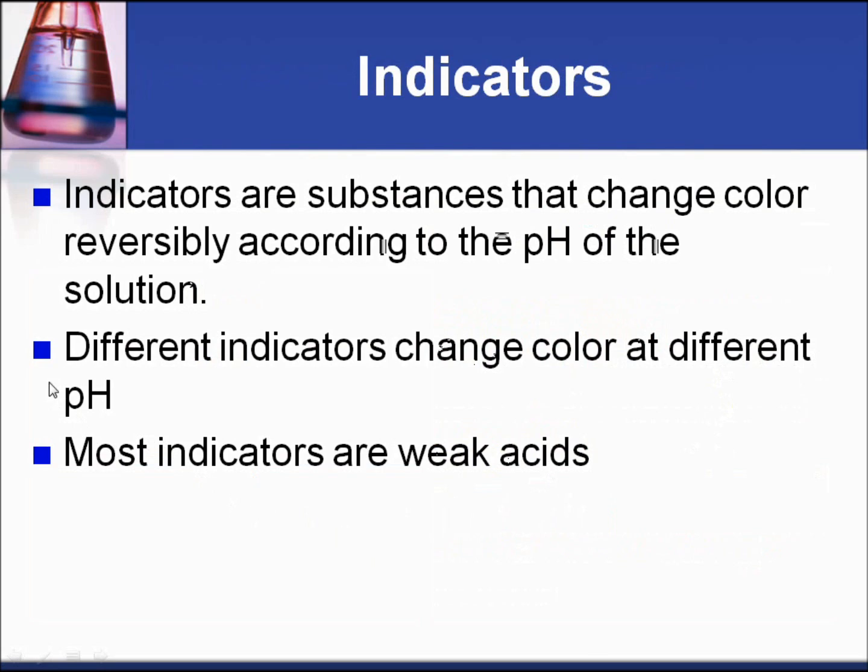So there's 3 points about indicators. The first point is indicators are substances that change color reversibly according to the pH of the solution. Second is different indicators change color at different pH. And third, most indicators are weak acids. All the indicators we are going to look at next will be weak acids.